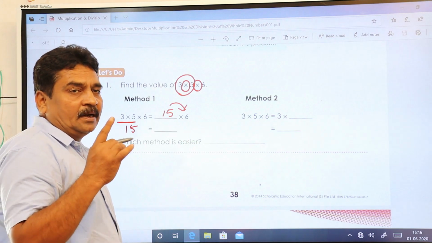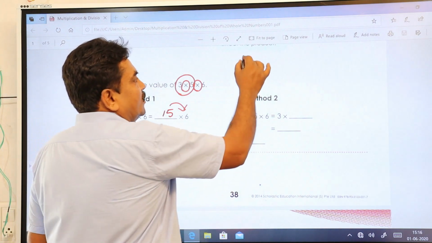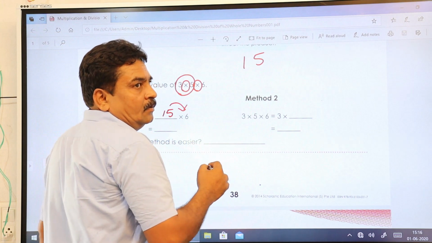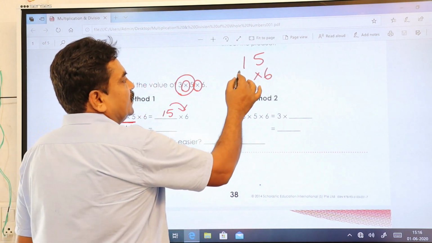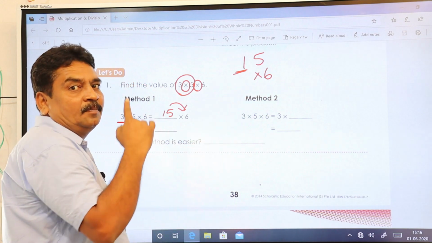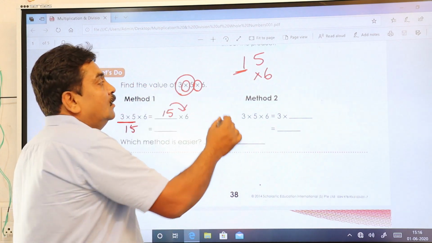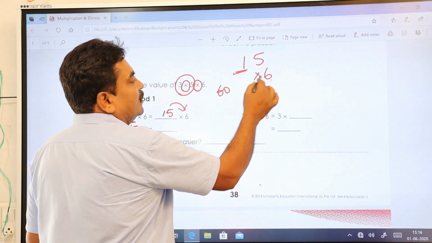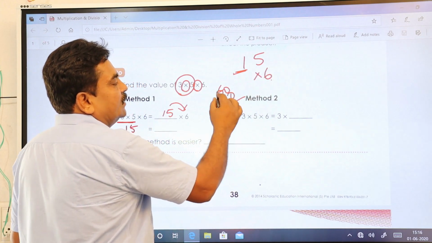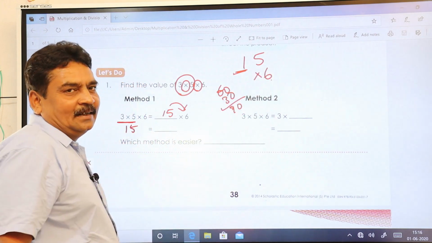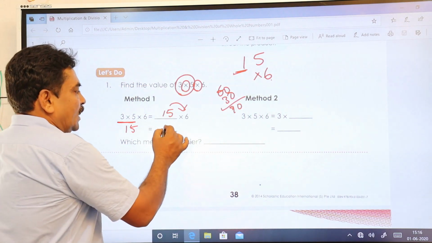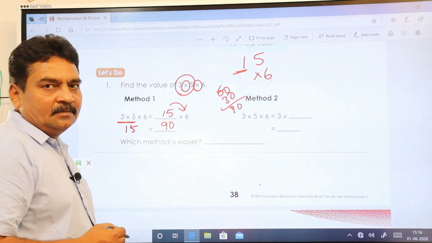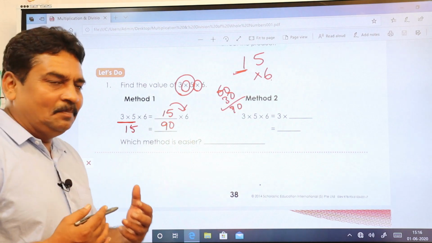I told you, remember, I'll just revise it because 15 into 6. I told you this is your tens place. So you multiply, as you think of it as a 10. So 10 6 are 60. 5 6 are 30. 60 plus 30, how much? 90. So 15 6 times is nothing but 90. So the answer is 90. In that way you have to multiply.